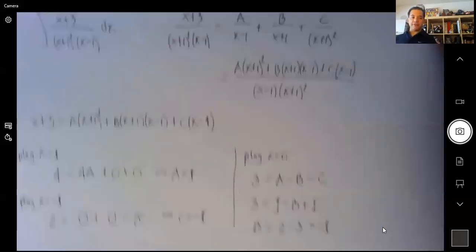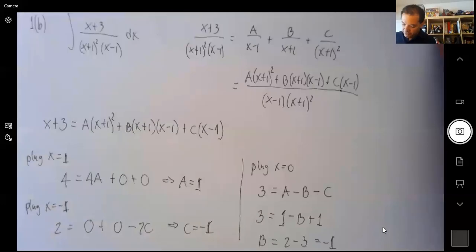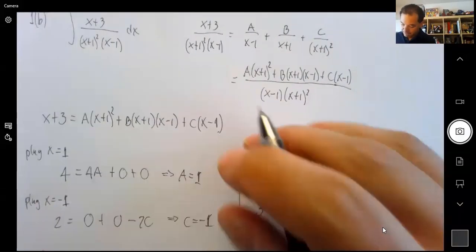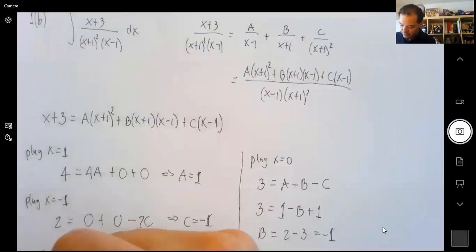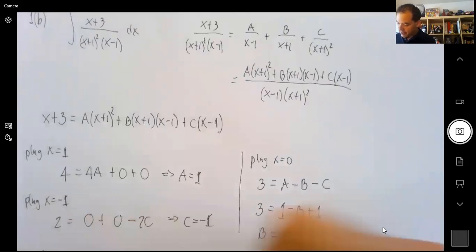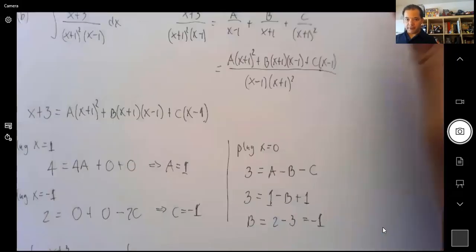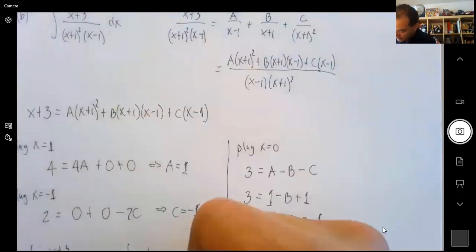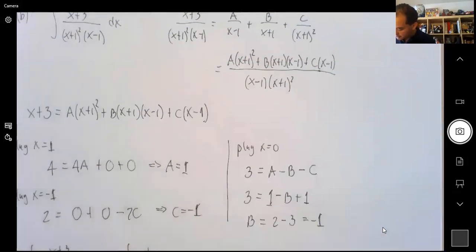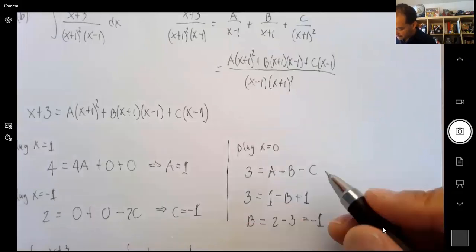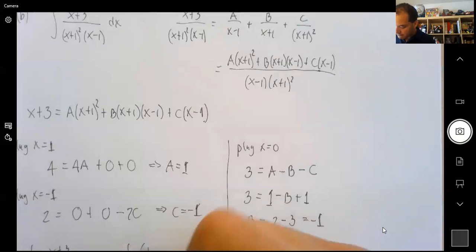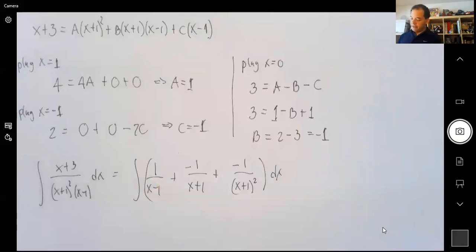So now all that is left is the integration. So let's write it down. The integral that we started with, I know you can see it right now, but I'm just copying the bottom one. It will be the integral of the a, which is 1 over x minus 1, plus b, which is -1, so -1 over x plus 1, plus c, which is -1. So it looks like this: 1, -1, and -1. And you still need to integrate these, right?